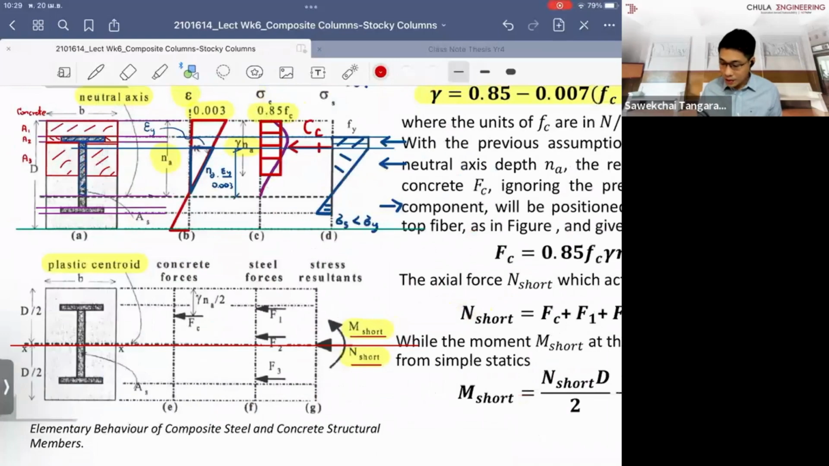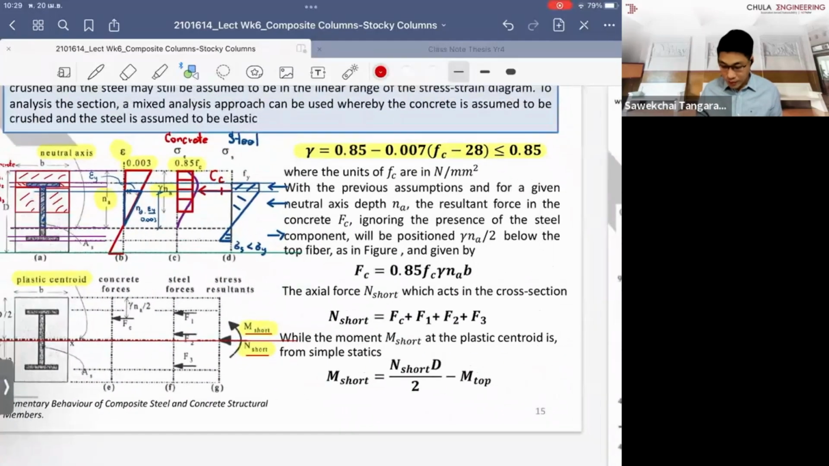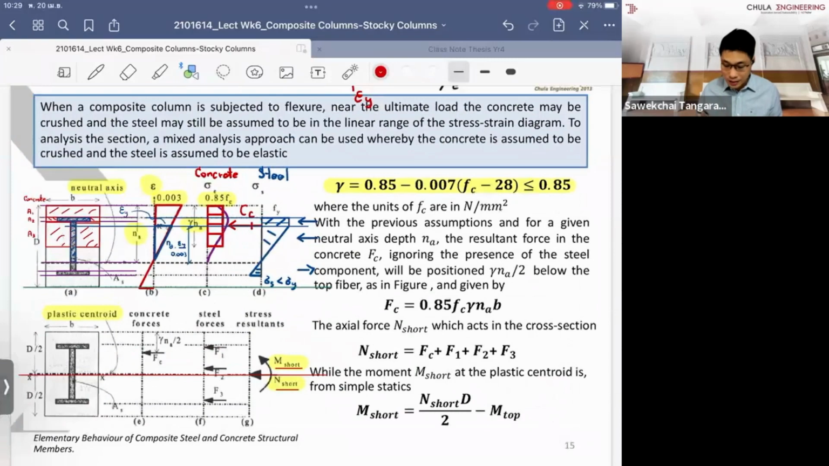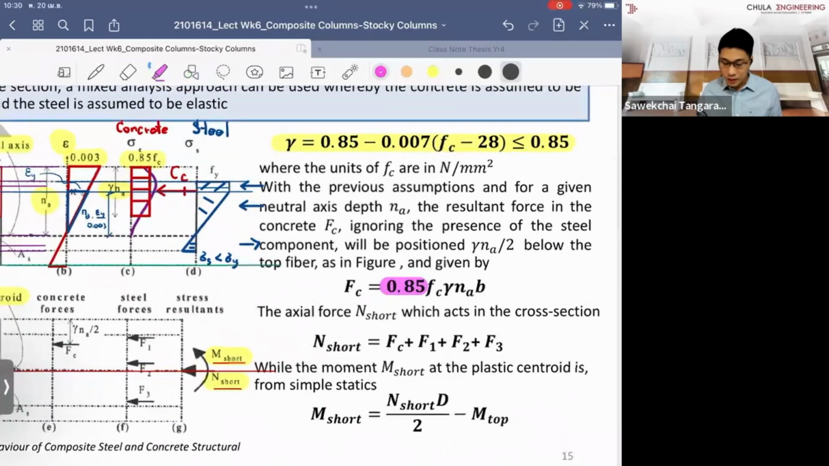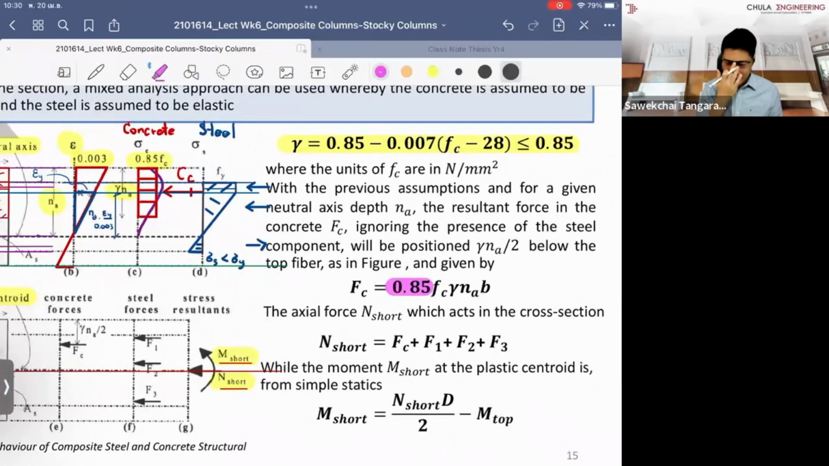So based on this concept, if you read through, they will keep saying this. For the encased, don't forget 0.85. But for the infill concrete, where the concrete has been enveloped by the steel tube, you can use the full capacity of the concrete. So we don't need to use 0.85, we just use F times the stress.